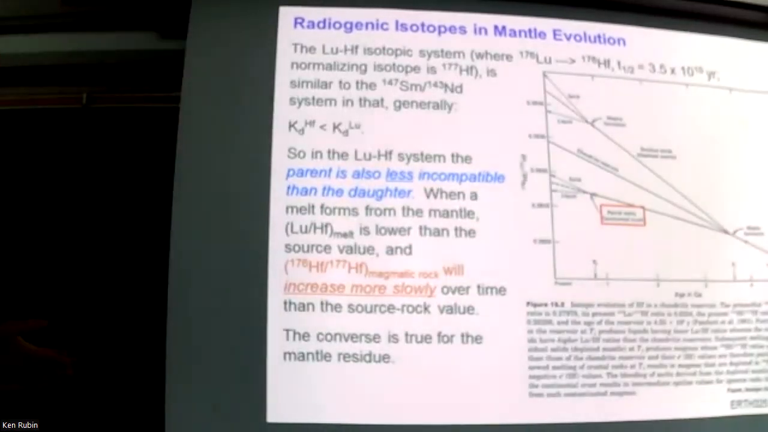Okay, so this is yet another system, the lutetium-hafnium system. So that one sits over here. Lutetium, the very heaviest of the rare earths, right? And hafnium is over here. It sits right next to the rare earths. Remember, the rare earths fit in between lanthanum and hafnium.